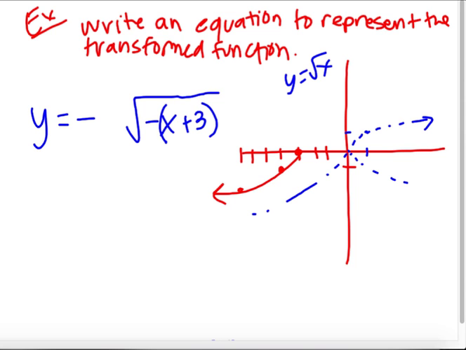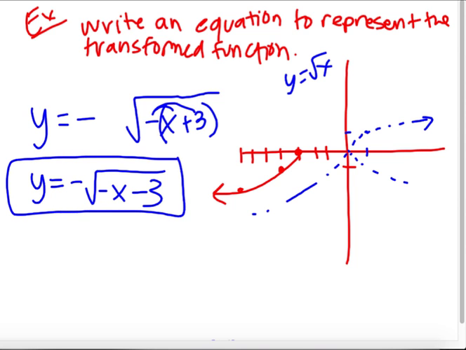To make it look a little prettier, you could simplify it and change it from graphing form just to regular form. So that'd be a negative square root of, and then if I distribute my negative here, it'd be negative x minus 3. So that would be what that would look like. So you kind of have to just use your knowledge of the parent function and see how that's been transformed. Okay, then our last example.